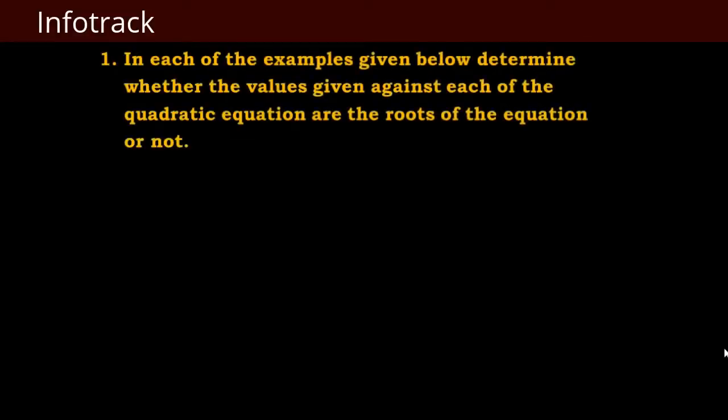Question number 1. In each of the examples given below, determine whether the values given against each quadratic equation are the roots of the equation or not. For example, question number 2, 4m square minus 9 is equal to 0. This is the given equation. And we have three values of m: m is equal to 2, 2 upon 3 and 3 upon 2. Now we have to check whether these are the roots of the quadratic equation or not.